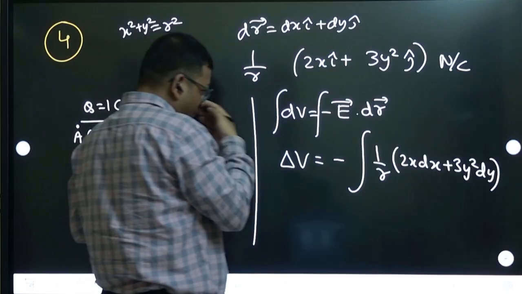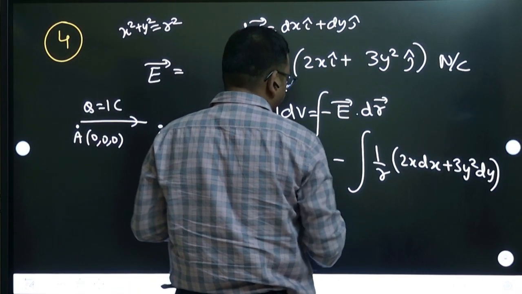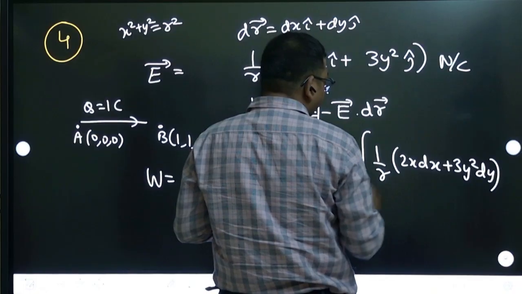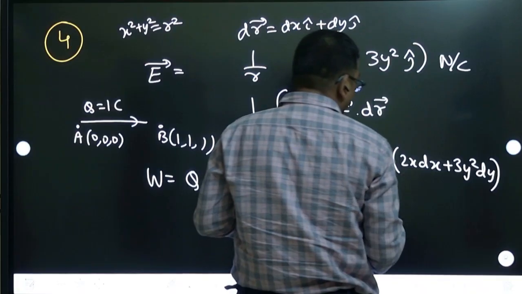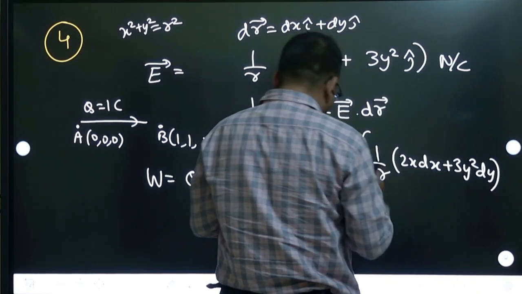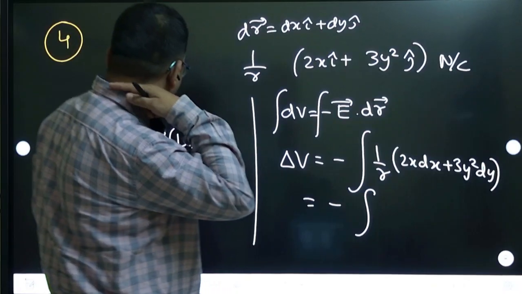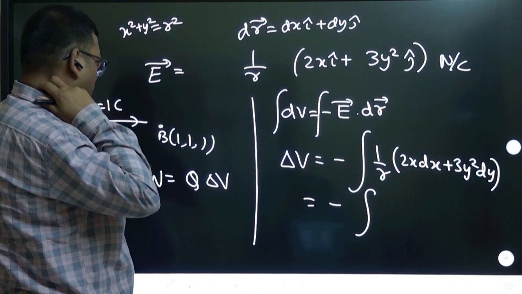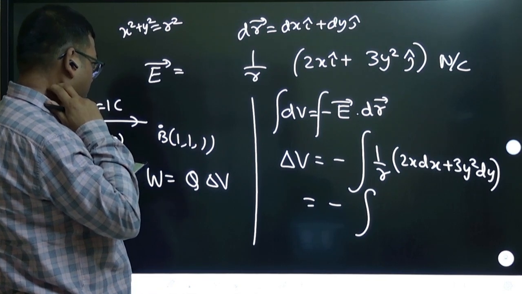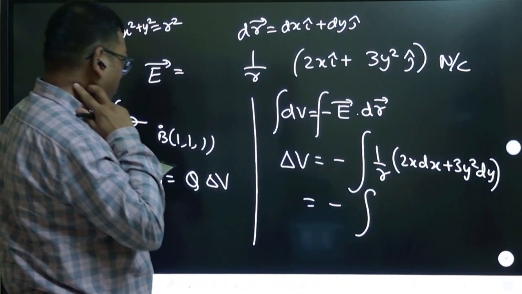Now try to do this calculation. What does r represent here? R represents the position from the origin, the distance of that point from the origin.